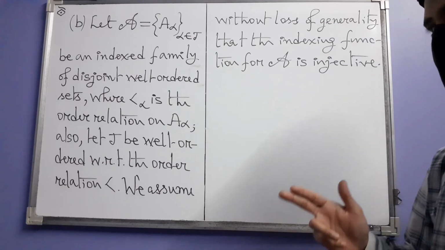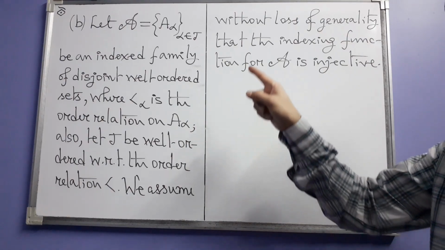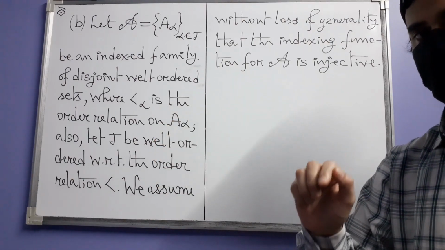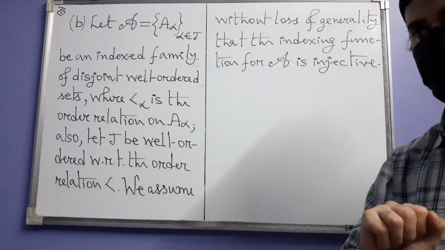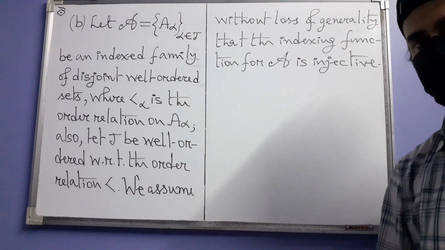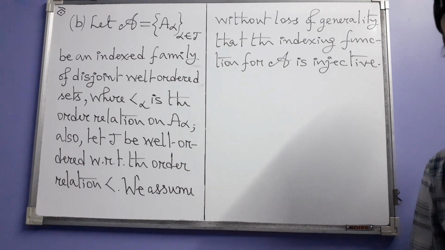Now we are going to define a new relation on the union of these sets, just like there we defined a new relation on A1 union A2. And we will prove that it's a well-ordered set with respect to the new relation, the union. Let's see how this can be done.